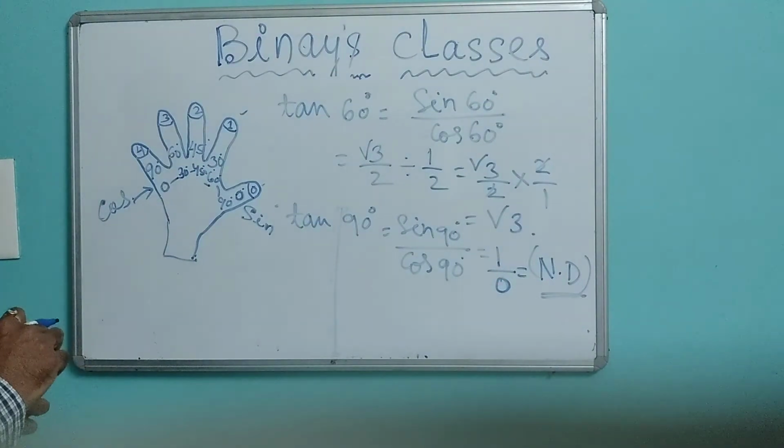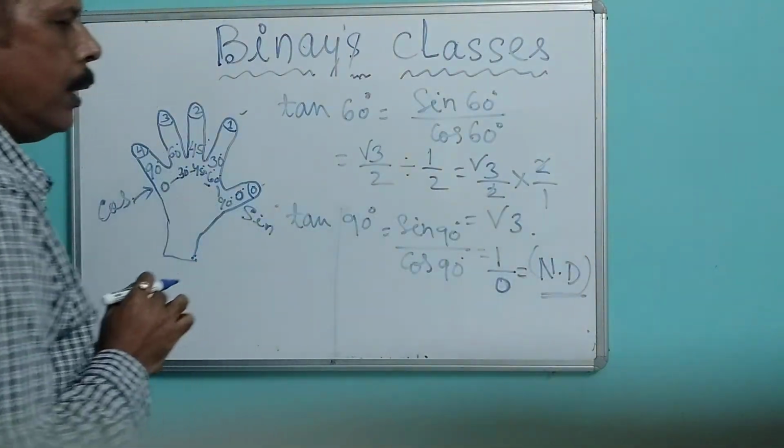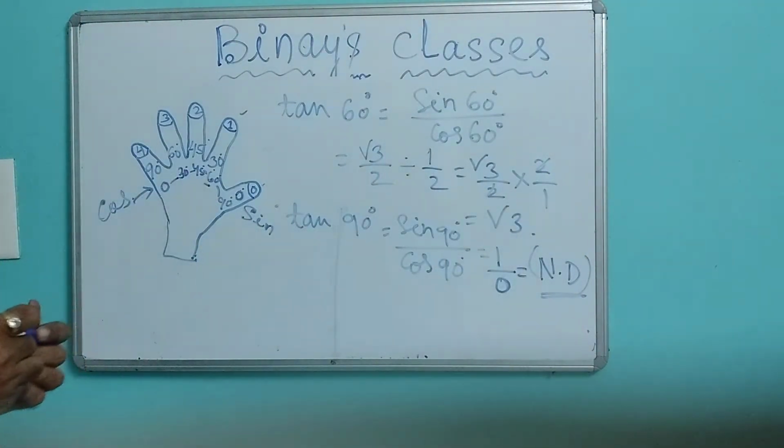Not defined means 1 divided by 0. However many zeros you put, 1 divided by 0, 0, 0, it will carry on like this. That's why we write not defined, or in short form n dot d.